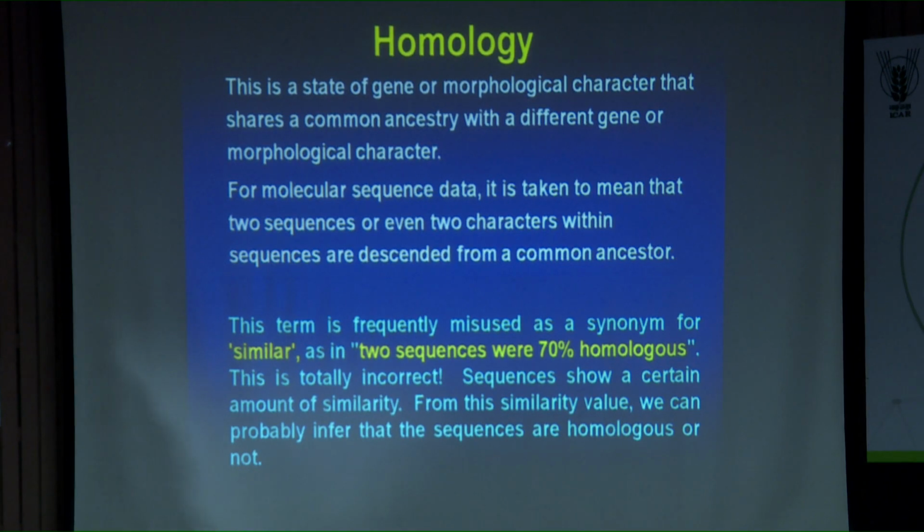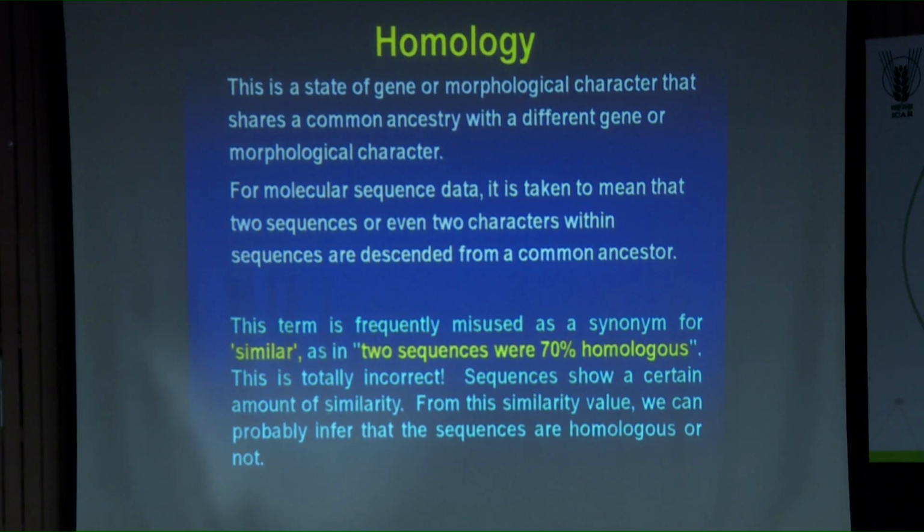Now, here is the question. I have seen that almost all the students have this misconception of homology, because in your seminar or anywhere you may mention this kind of thing. You may misuse or abuse the term homology for similarity, because I have heard this kind of statement many times, like two sequences were 70% homologous. Many big scientists are also telling like that, 80% homologous sequence, 20% homologous sequence, which is wrong. Sequences show a certain amount of similarity. From this similarity value, we can probably infer whether sequences are homologous or not.